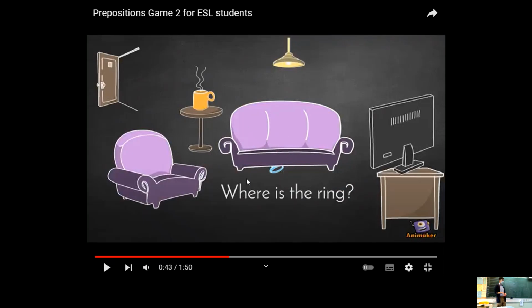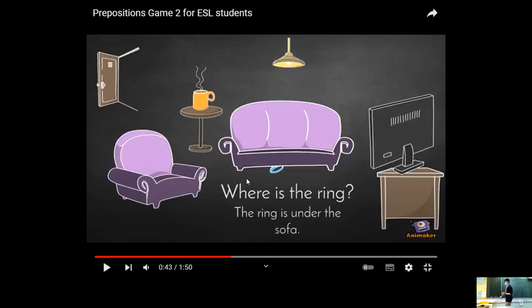Where is it? Yes. Under the sofa. Whole sentence. Yes, the ring is under the sofa. Very good. How about us? Where are we now? We are in the classroom. In the classroom. Very good. We are in the classroom. Whole class.